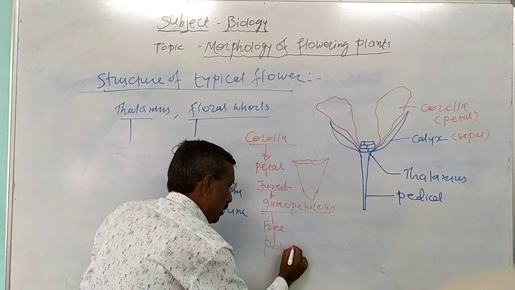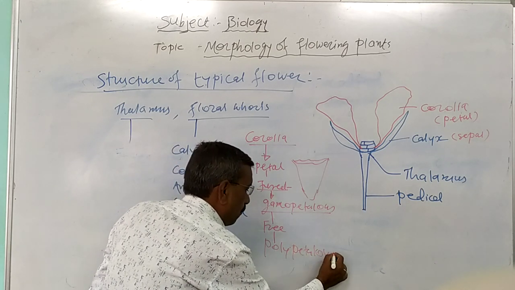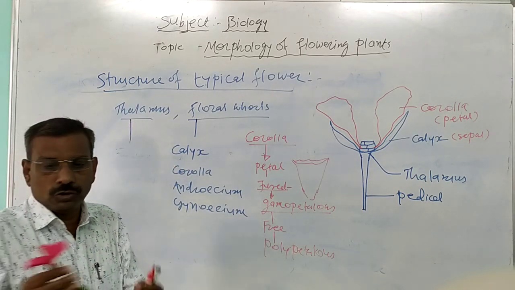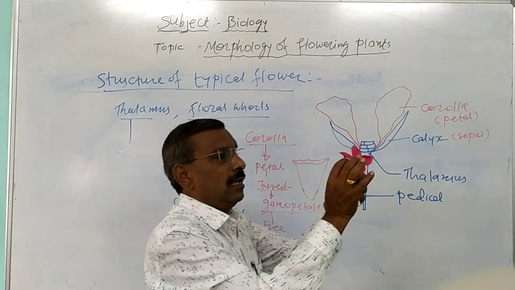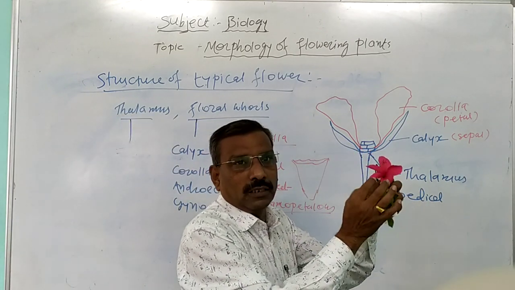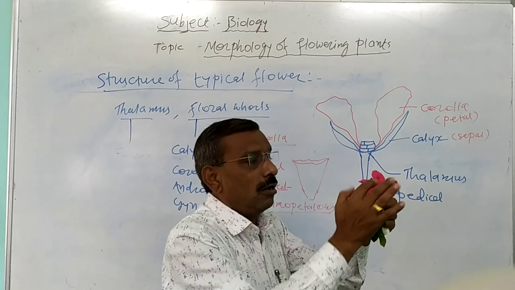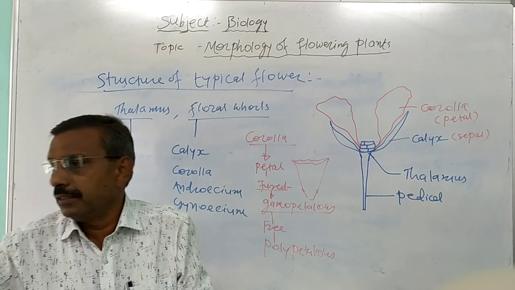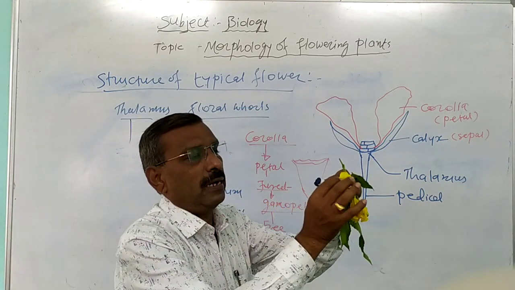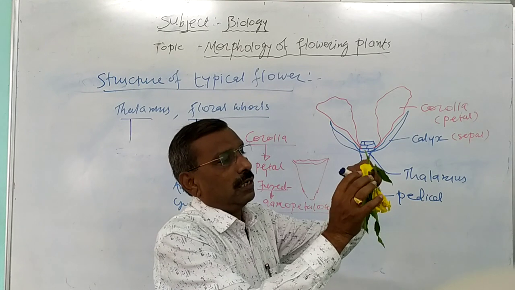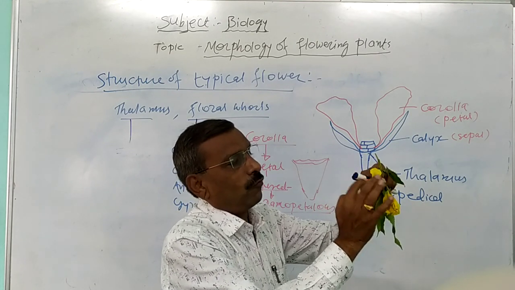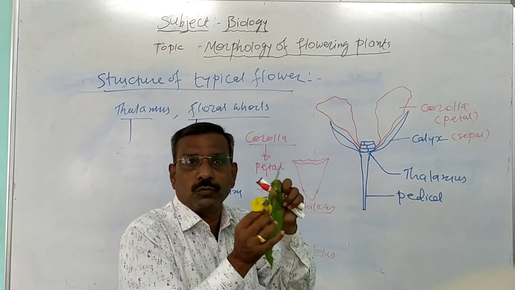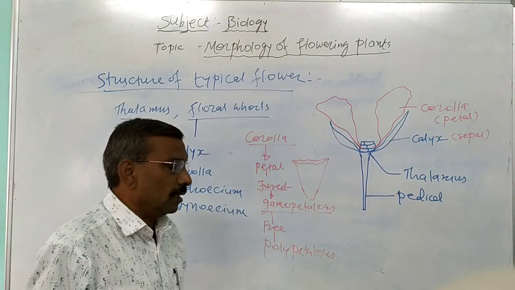a polypetalous corolla. For example, in case of the China rose plant, these petals are free from one another. Here, the 5 petals of the corolla are all free from one another, and this corolla is known as a polypetalous corolla. In this Tecoma plant, the corolla is yellowish in color, and here also there are 5 petals, but these petals are fused together. It means this one is a gamopetalous corolla, like the datura plant.